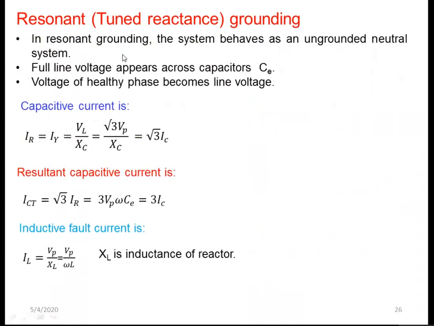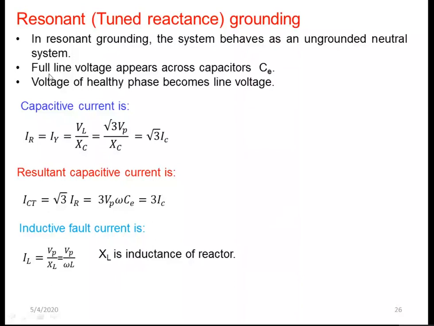Moving further, in the case of resonance grounding, we have the tuned reactance grounding system, but this is very similar to the case of an ungrounded neutral system, because if we have the resonance condition achieved, the system behavior will be very similar to the ungrounded neutral system during normal operation. And when a line to ground fault occurs, the ground fault current will not have any path to flow. I will discuss this part later on.